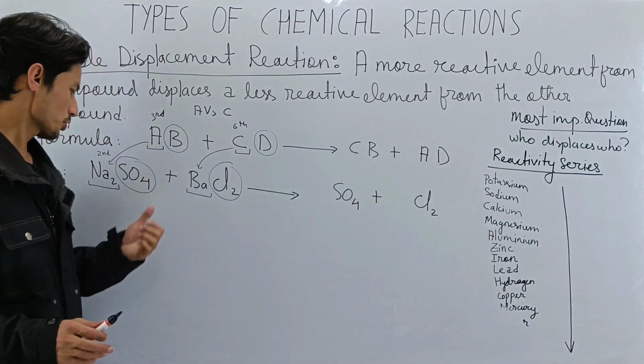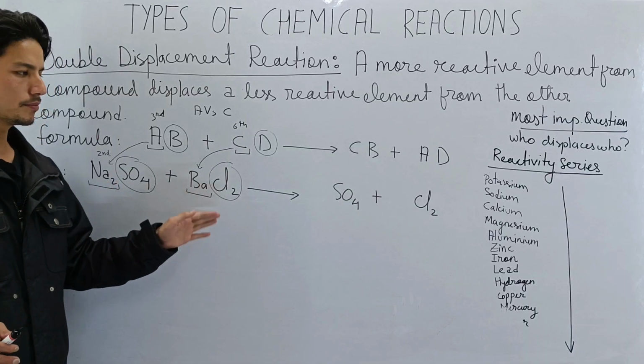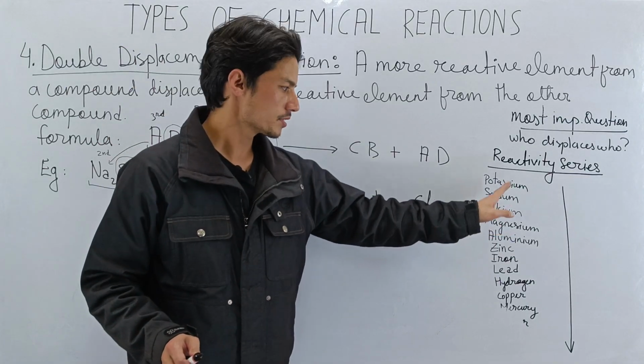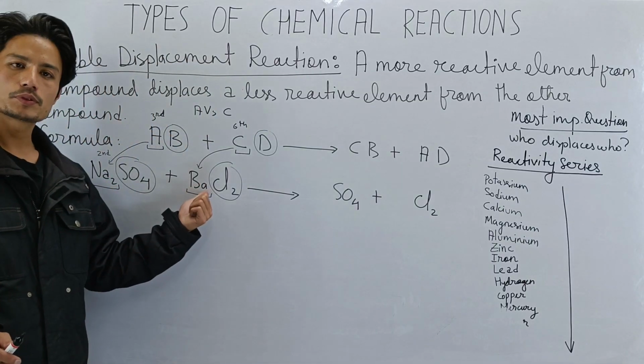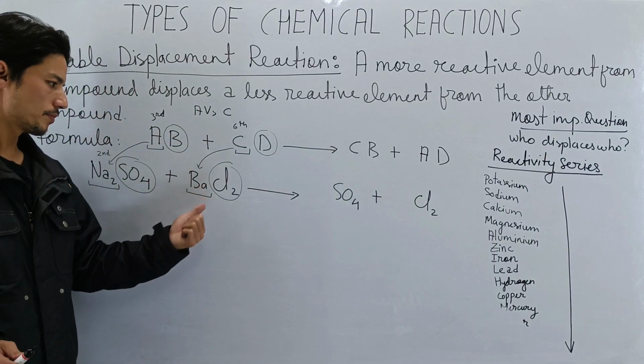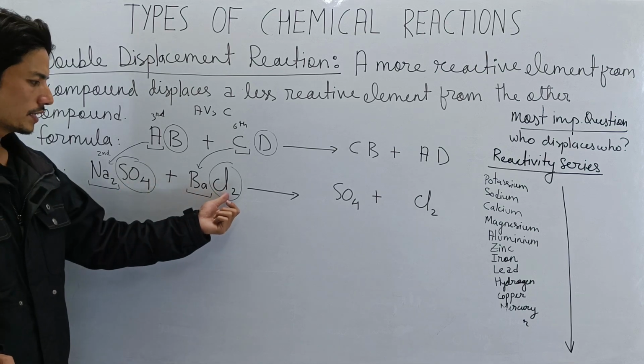So I know for sure that sodium will displace barium. Barium's reactivity is definitely lesser than sodium. So sodium will displace barium, and sodium will go and form a bond with chlorine.